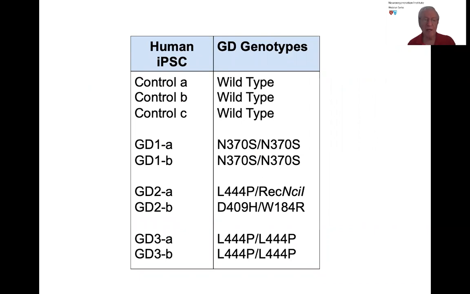We have made induced pluripotent stem cells. I don't have to say very much about induced pluripotent stem cells. We have reprogrammed fibroblasts from patients with type 1 or GD1, type 2 or GD2, and type 3 or GD3. And these are the genotypes. As I said before, in type 1, this is a mild mutation, and type 2 and type 3 are very severe mutations.